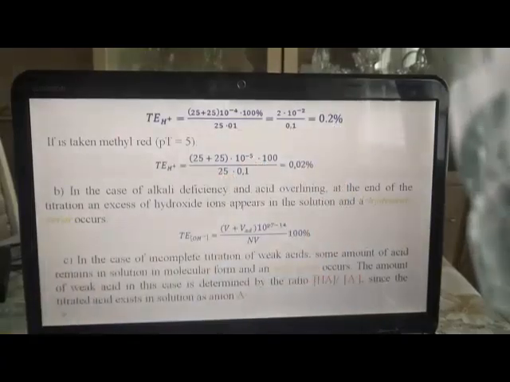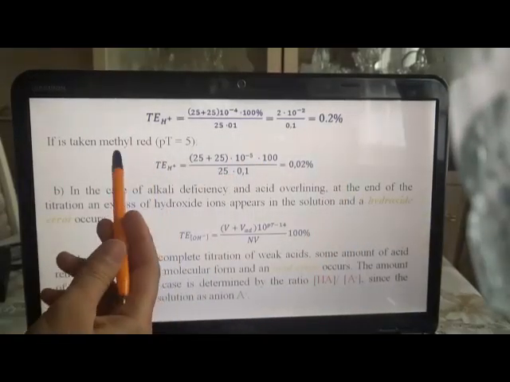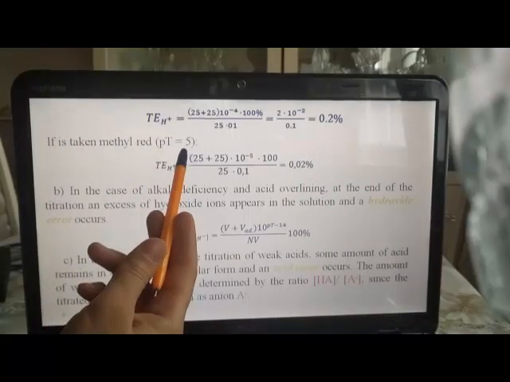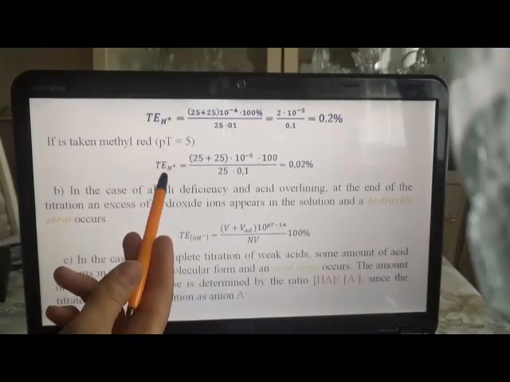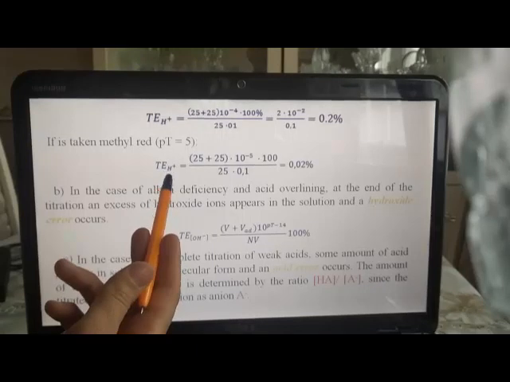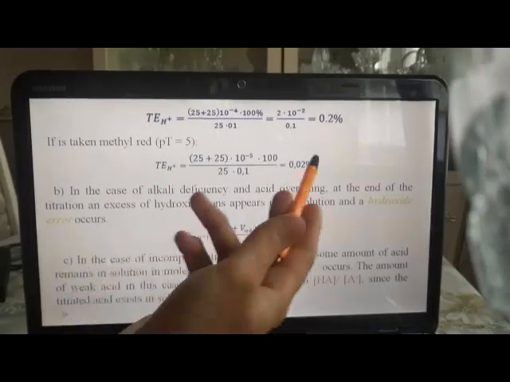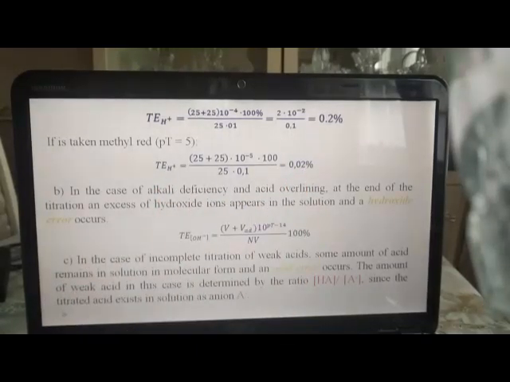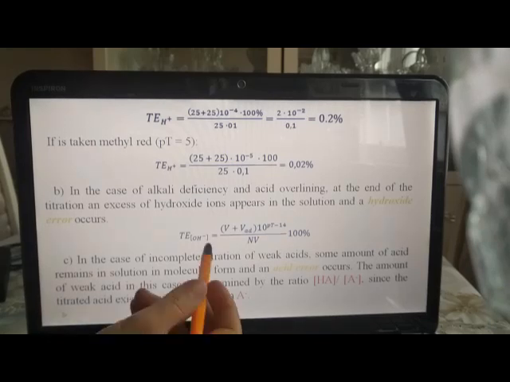If methyl red is taken, for this indicator PT is equal to 5. Titration error of hydrogen proton is equal to 0.02%. In the case of alkali deficiency and acid overdose, at the end of the titration an excess of hydroxide ions appears in the solution and the hydroxide error occurs. Hydroxide error, we denote as titration error of hydroxide.